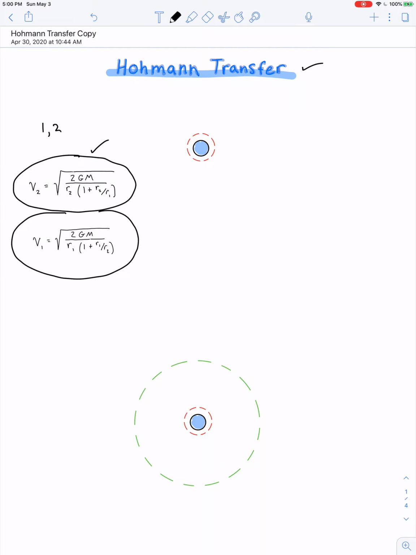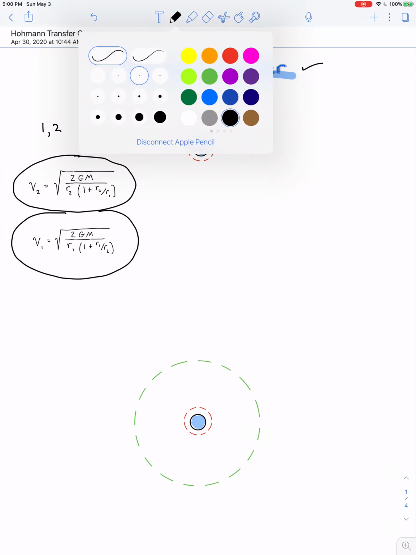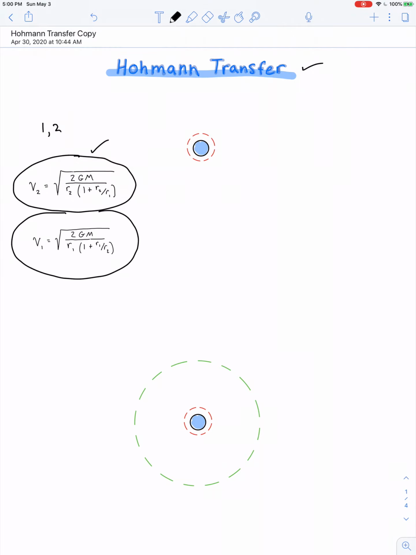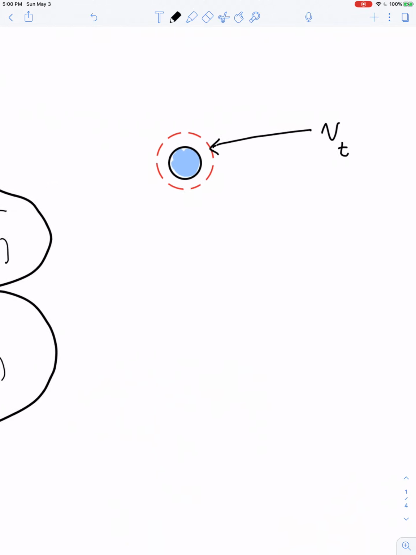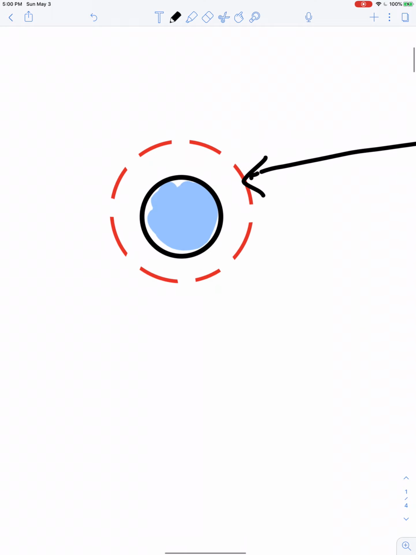Okay, so the Hohmann transfer. To get a satellite into a geosynchronous orbit, you can start by putting a satellite into a treetop orbit. So remember, that's a satellite that orbits at just a couple hundred miles of altitude above the Earth's surface. Now, how's that done? Let me zoom in.